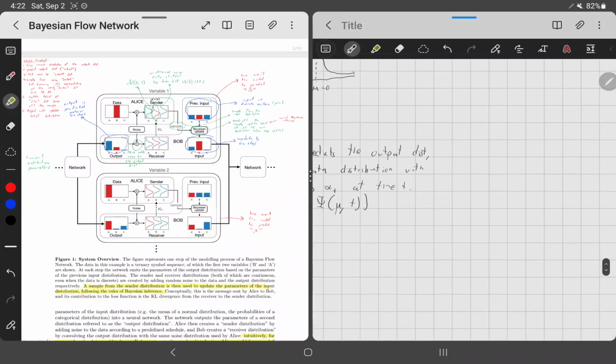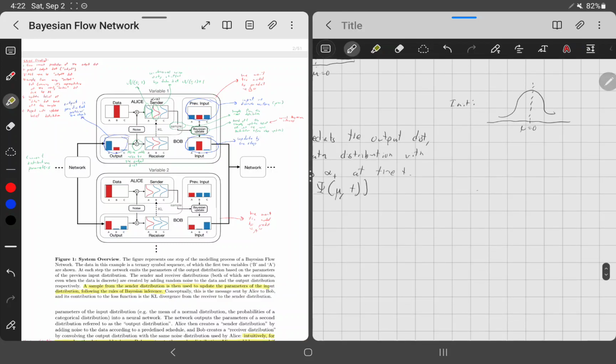And I can draw that over here. So we start out with this. This is our initial estimate, mu is equal to 0. And maybe the model makes a prediction. I will draw that a little bit over here. Maybe it makes a prediction mu is equal to -1.